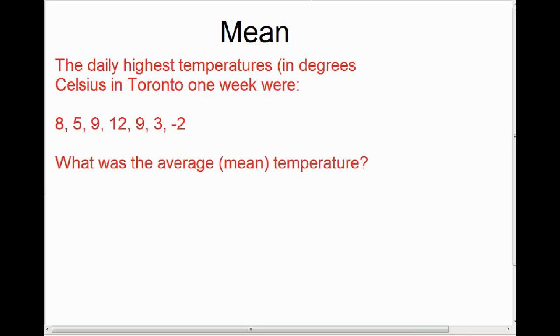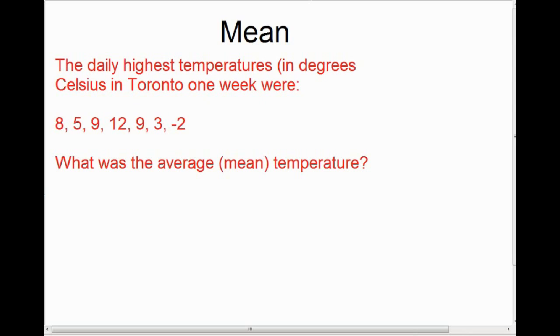Next, let's take a look at a practical example where we're using a real-life situation where we have to calculate the mean. So suppose over the course of 1 week, these were the daily highest temperatures in Toronto. And we want to know what the average or the mean temperature was here.